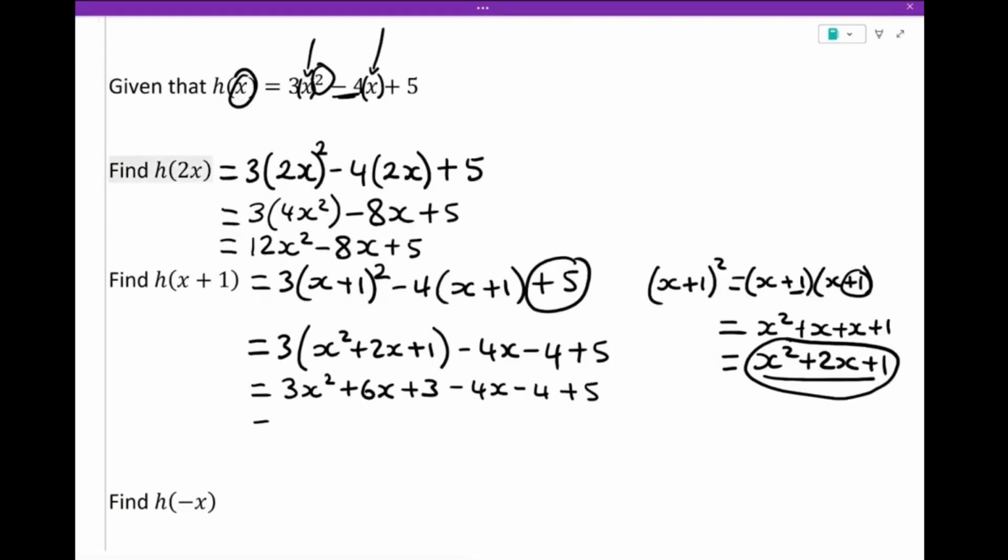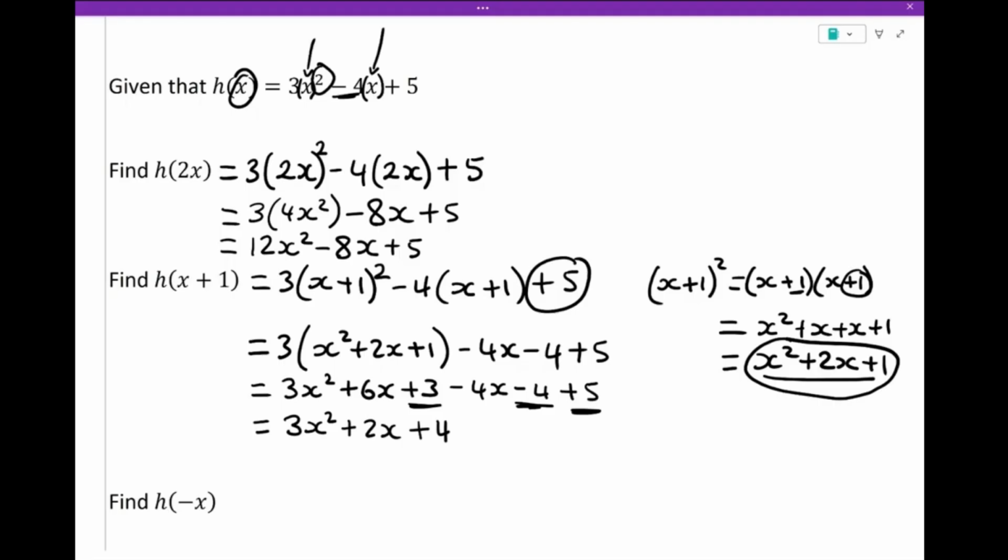And then collecting like terms, we'd have 3x squared, and then we've got the plus 6x and a negative 4x, so that's going to be plus 2x. And then we've got the positive 3, the negative 4, and the positive 5. So that's going to leave me with positive 4, like that. So that would be h of x plus 1.